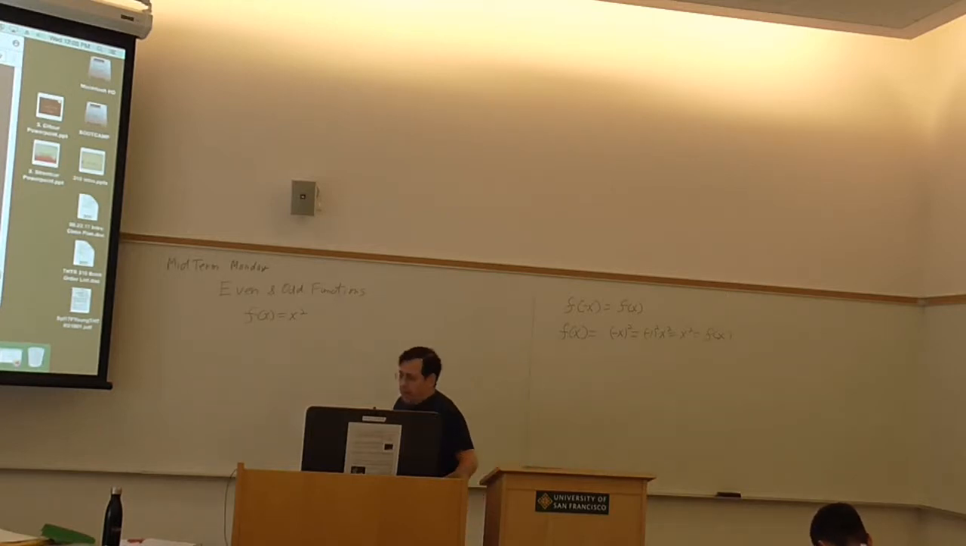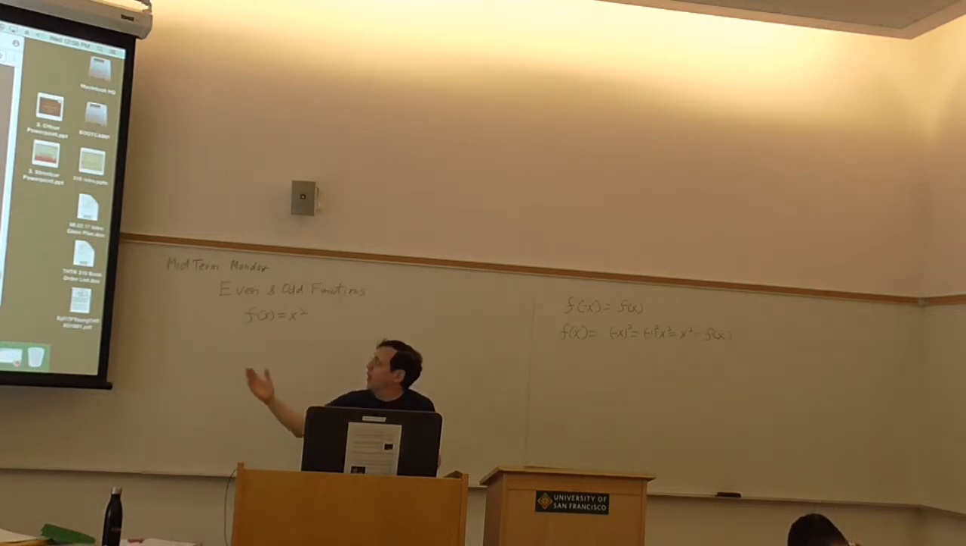One thing to note about the graph of an even function is that it's always symmetric with the y-axis. So each point on one side of the y-axis will have an equivalent point on the opposite side.